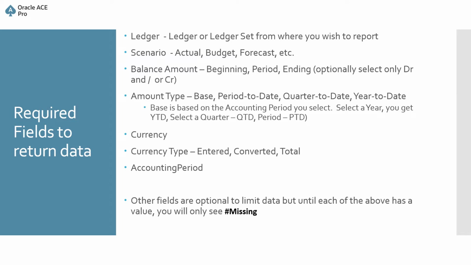So the first one that I will typically fill in is my ledger or ledger set. Okay. So you can select that either from the drop-down list by clicking the three dots, or you can actually go to member selection as we did on the prior slide. You also have to select the scenario. Scenario is actual or budget or forecast. Now bear in mind, scenario is a user-defined value set. Oracle comes seeded with the value of actual, but you can add as many scenarios as is meaningful.